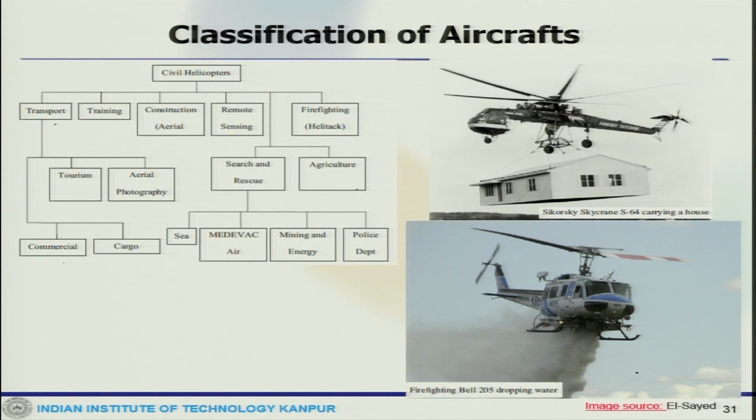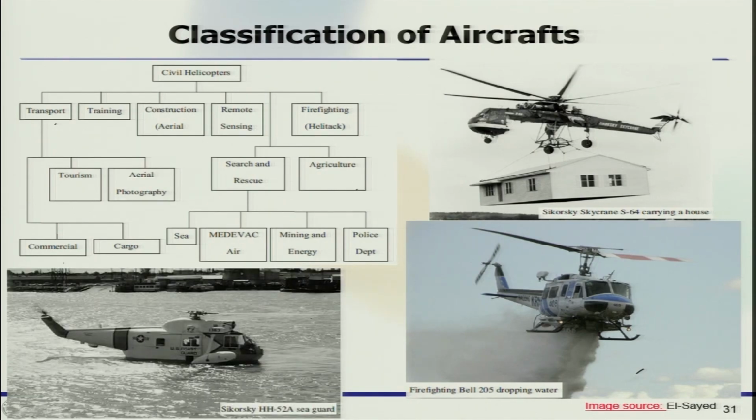So, this is an example of a firefighting Bell 205, which is dropping water when there is a large area which has caught fire. Then this is another example where the helicopter is carrying an almost built-up house from one place to another place. So, there are plenty of applications where civilian aircraft are also used, like this is another sea ground.